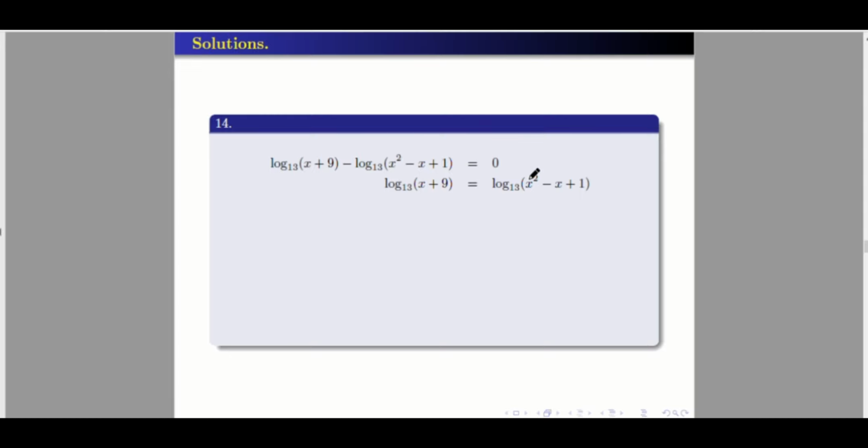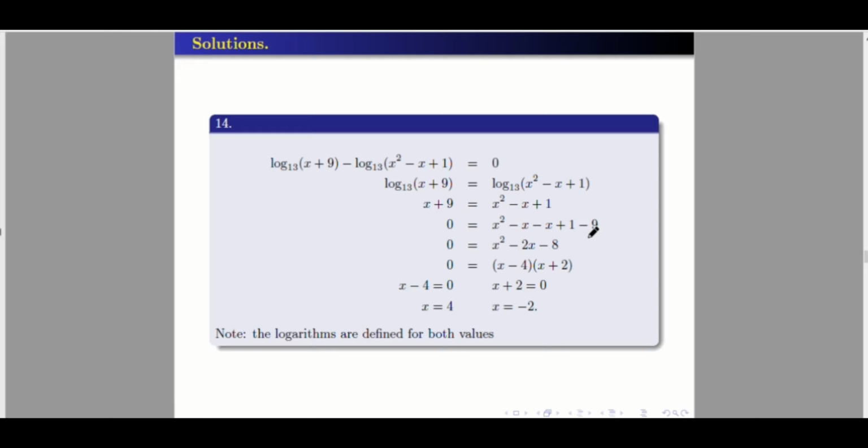So, transpose, and then by the one-to-one property, this is equal to this. And then transpose, x will become negative x, 9 will become negative 9. So we have now x squared minus 2x minus 8, so this is x minus 4 times x plus 2. So we have two values. x minus 4 is equal to 0 and x plus 2 equals 0. So x equals 4 and x equals negative 2.